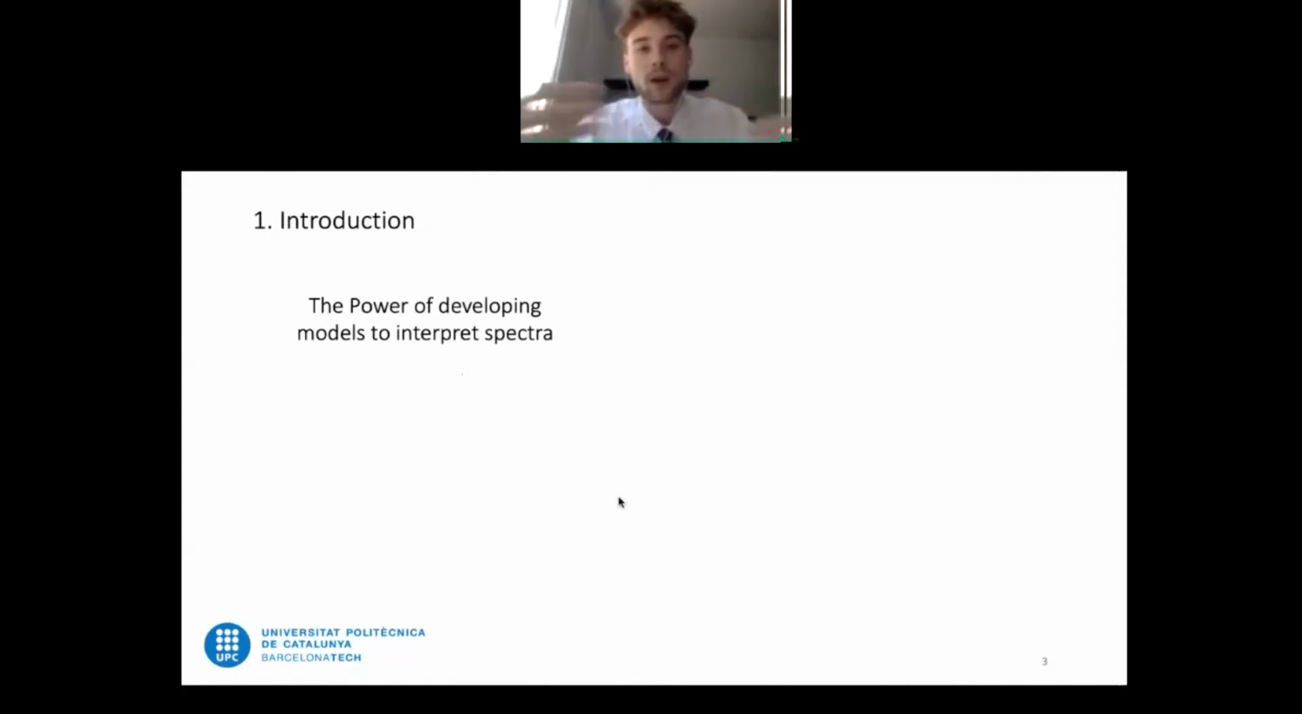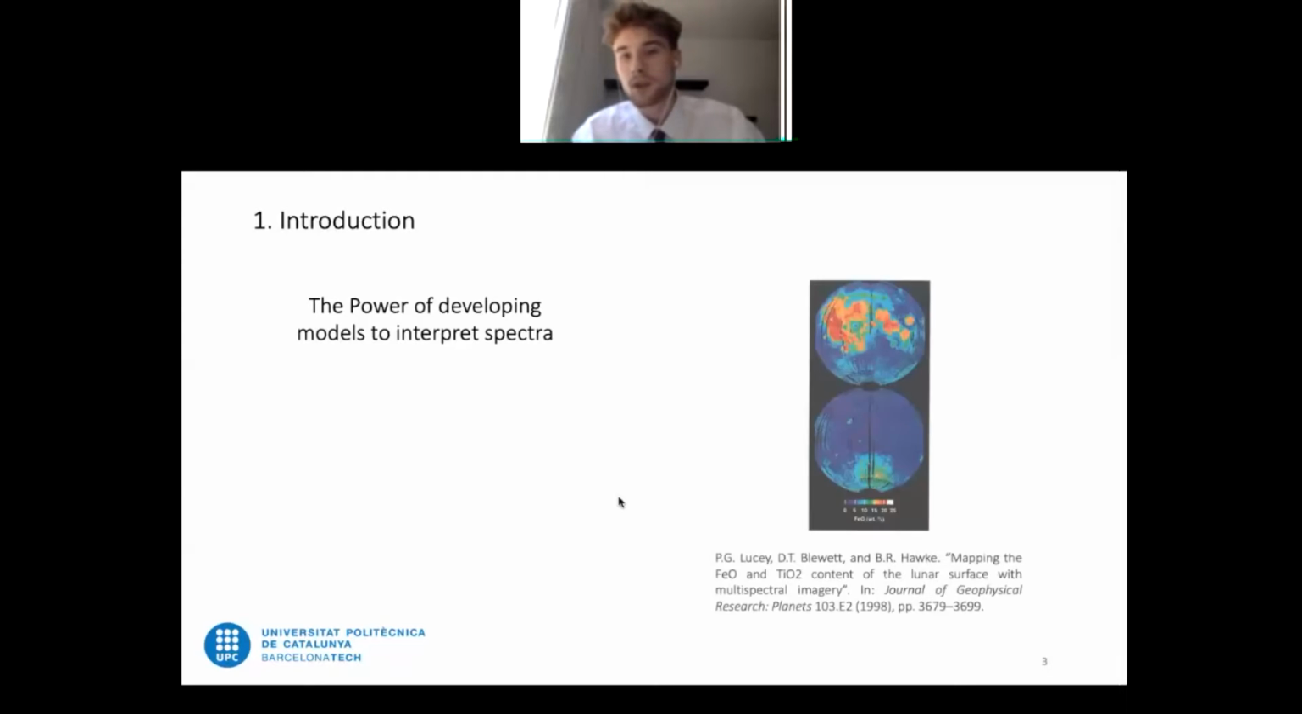On top of this, by analyzing the optical spectra, we will be able to create a model that will be able to interpret which products and substances are present on the lunar surface. To demonstrate the power of these optical models, we can see in this image in front of you a global view of the lunar surface. This is plotting the iron oxide which is present on the surface of the moon. And as we can see here, there are clear areas where iron oxide is at its densest.